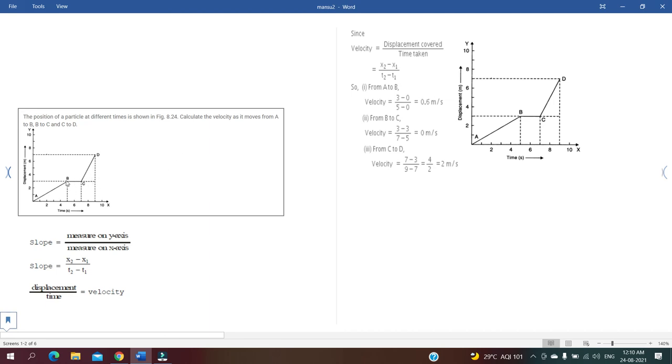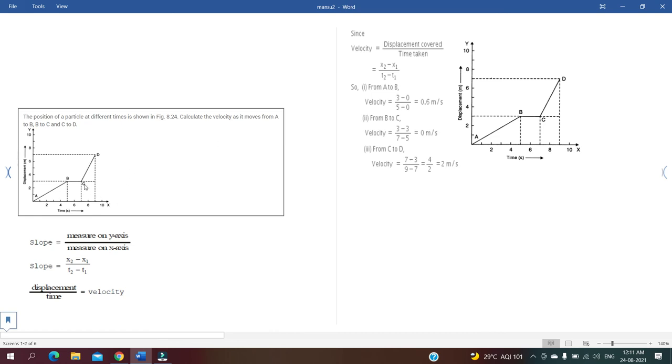Now from b to c, it's a horizontal line, which means the object is at rest and velocity is 0. You can simply write that, or you can determine it also. Again, draw the perpendicular lines. In this case, t2 will be equal to 7 and t1 will be equal to 5, but x2 will be equal to 3 and x1 will be equal to 3. So if the numerator is 0, 0 divided by any number gives us 0, so velocity is 0. It comes out to be 0 meters per second.